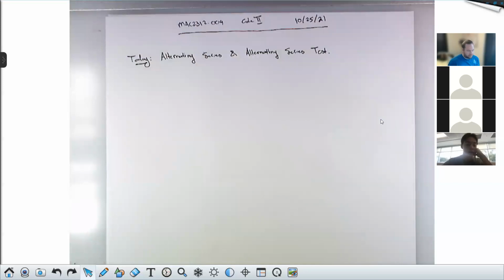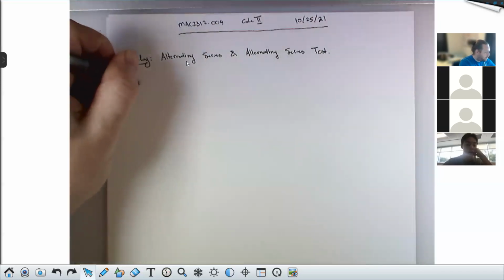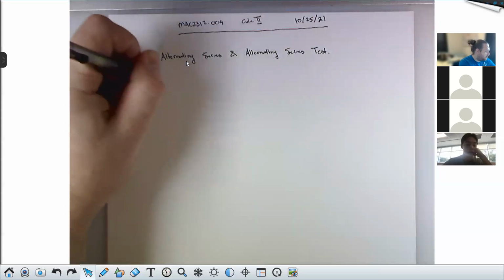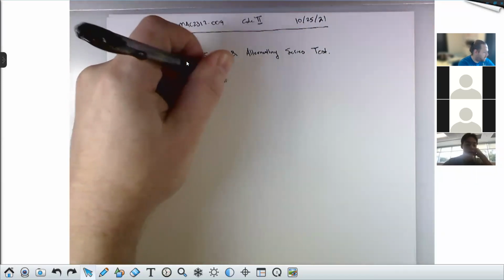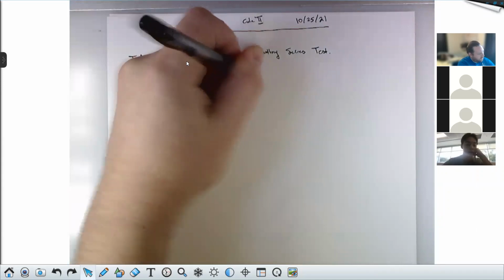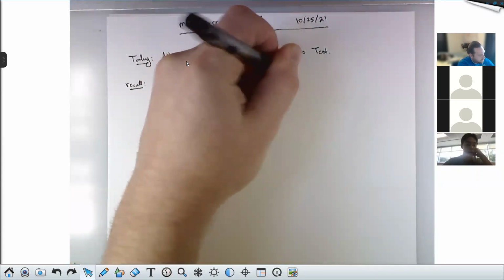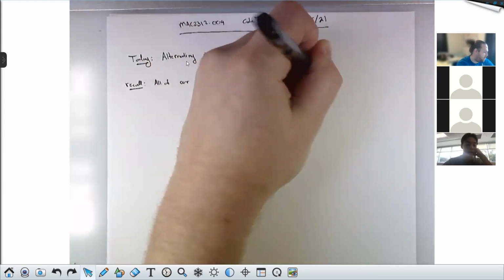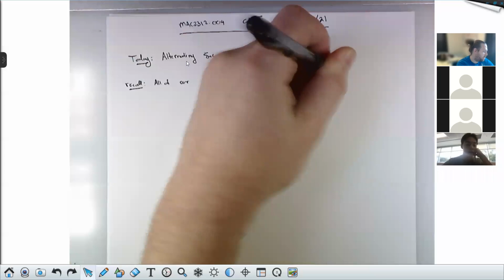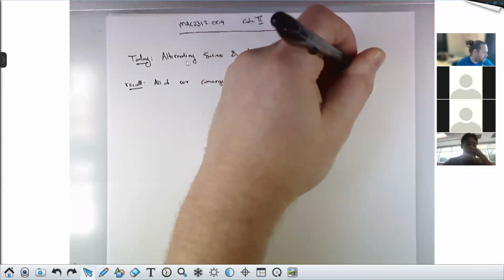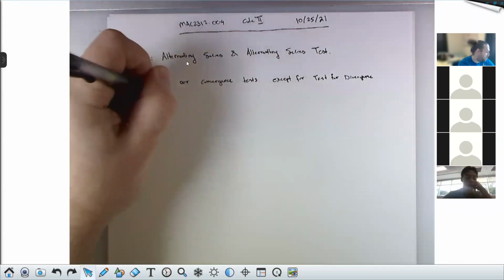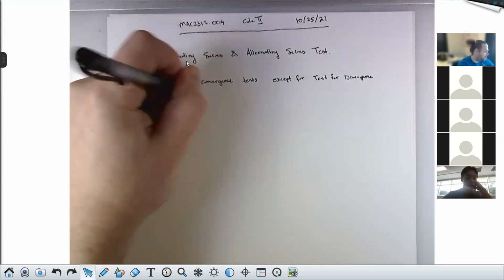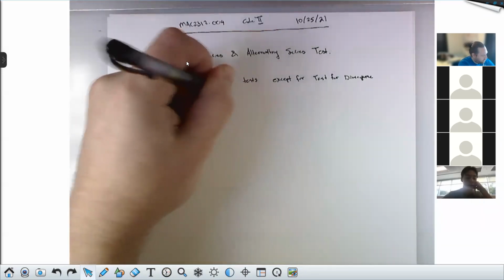So what is an alternating series? Again, let me remind you, all of our convergence tests except for the test for divergence require the terms to be greater than or equal to 0.